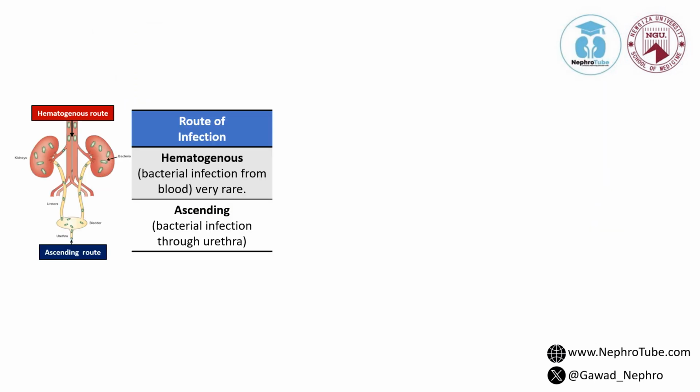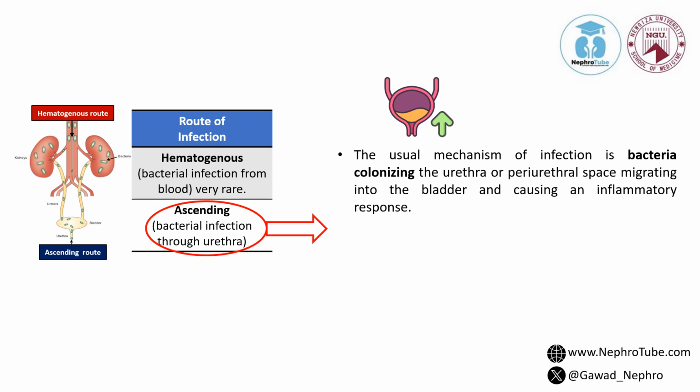The second point we have to know is the route of infection. The infection of the urinary tract is more commonly through an ascending route and less commonly through the hematogenous route, where bacterial infection comes from the blood. Regarding the ascending route, it is the usual mechanism of infection where bacteria colonize the urethra or periurethral spaces, and then these bacteria migrate upward into the bladder, causing inflammation.